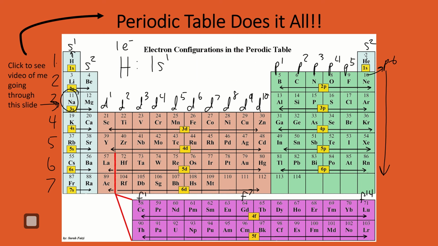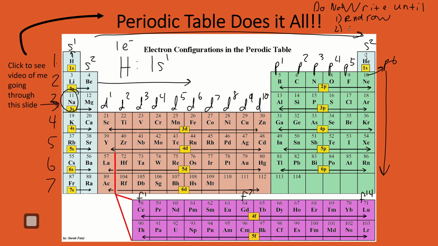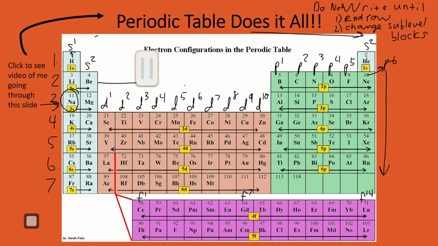So one of the rules for electron configuration is we don't write anything down until we get to the end of a row, or we change blocks. So I'll write that down. We do not write anything down until 1, end of a row, or 2, change sublevel blocks. Those are 2 little things to think about. So let's go to the next one.